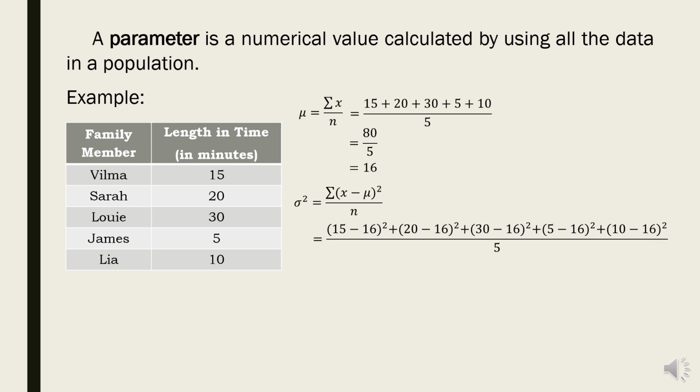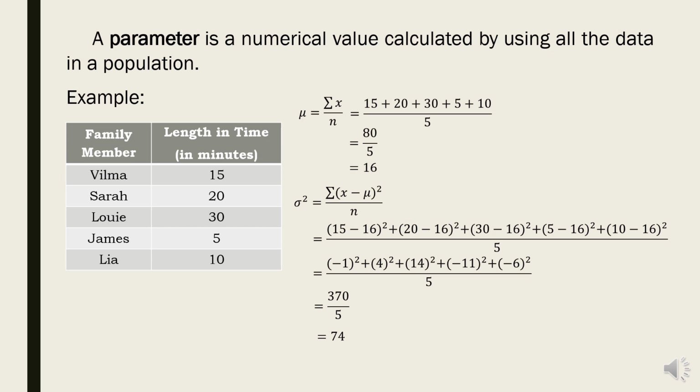Then, if we simplify this, we have negative 1 squared plus 4 squared plus 14 squared plus negative 11 squared plus negative 6 squared all over 5. Then, simplify this, the result is 370 over 5. And we can still simplify this, the result is 74. And this is the variance of the given data in the population.